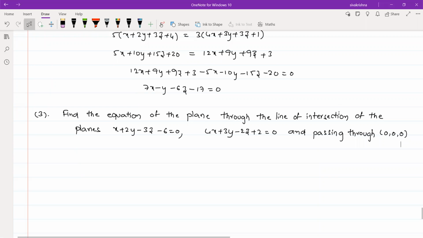I have given you one problem: find the equation of the plane through the line of intersection of the planes and passing through the origin. Once again, by using the above formula, we have to find the equation of the plane passing through the intersection of those two planes and passing through the point 0, 0, 0.